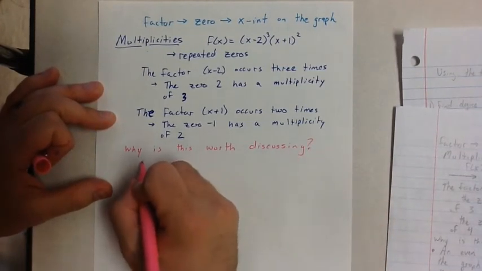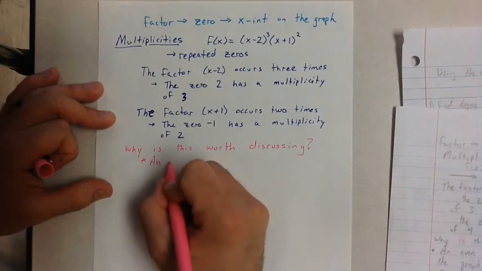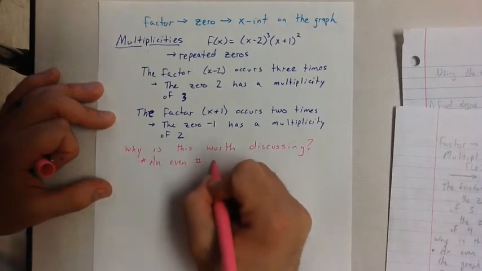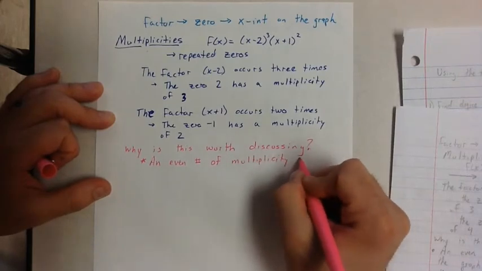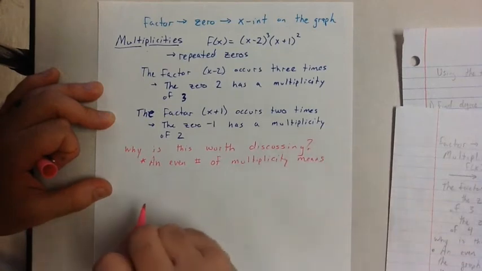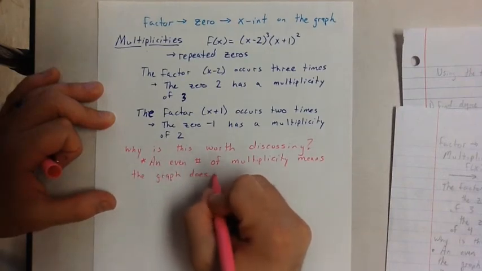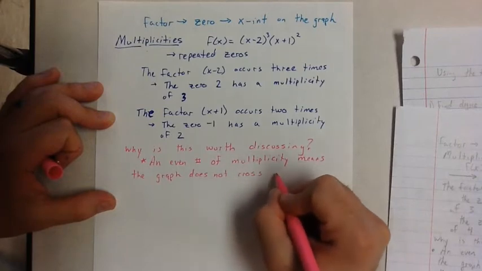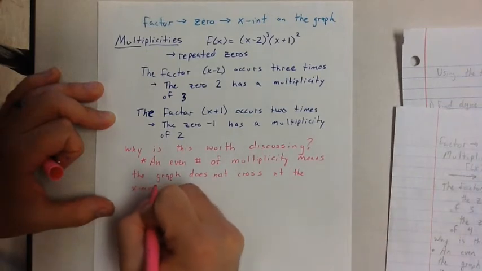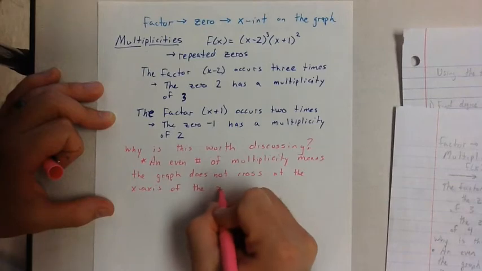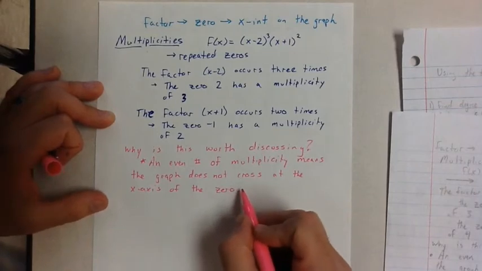What we see, and this is where we are generalizing, so this is the key point now, is an even number of multiplicity means, here we go, the graph does not cross the x-axis at that 0. So that still might not make sense. Well, we're going to see that.